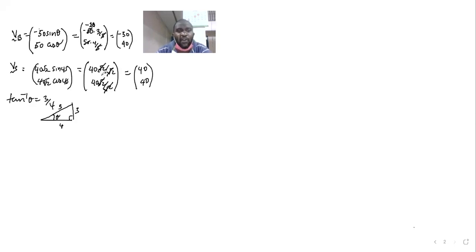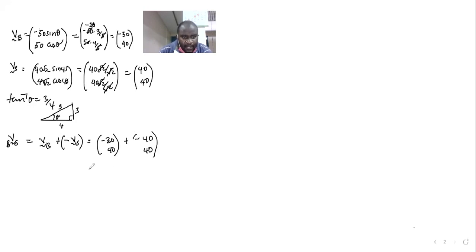So we have simplified our vectors. The relative velocity of B to S, which is the relative velocity of the boat to the ship, is the velocity of the boat plus the negative of the velocity of the ship. This gives negative 30, 40, plus a negative 40, 40. So in actual sense, this will give me negative 70, which is negative because of the negativity here, and this will give me 0.